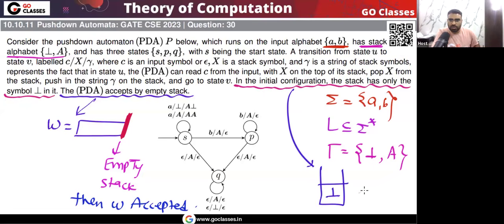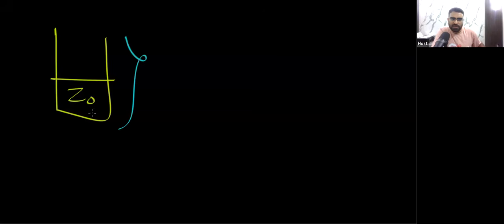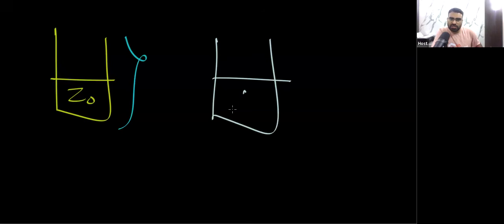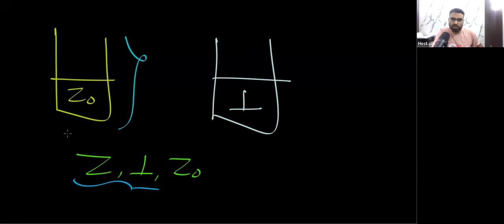Okay, is this clear? So remember, this is the initial situation. This is the initial stack. If you remember, in our PDA, we use this symbol Z or Z0. Yes or no? In our PDA, we use this symbol as the bottom of the stack. In this question, they are using this symbol as the bottom of the stack. Either it can be Z, or it can be this, or it can be Z0. Basically, it depends on the question.